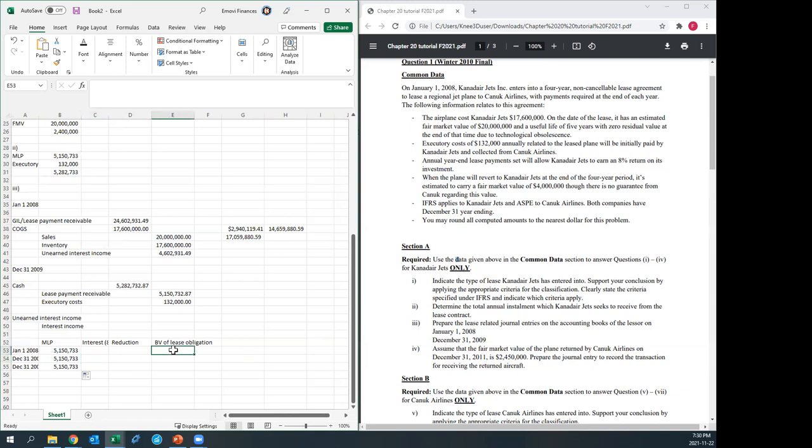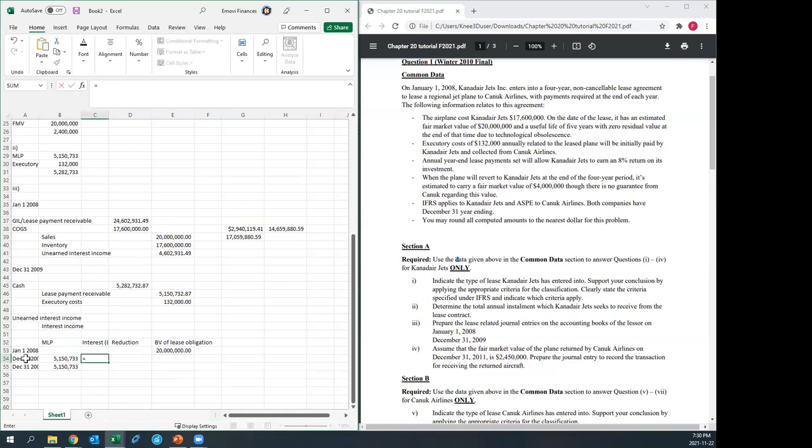Oh, wait. Your book value of the lease. Wait. I didn't do that. Right. First, on January 1st, 2008, you have your book value of the lease obligation, which is your 24 million. Book value of lease obligation. Yeah, it's the 24 million. No, it's 20 million. Sorry. My solution all disappeared on me.